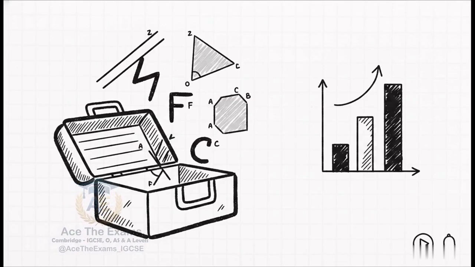Point, line, triangle, quad. Z, F, C. The n-2 polygon formula. That is your entire angle arsenal.